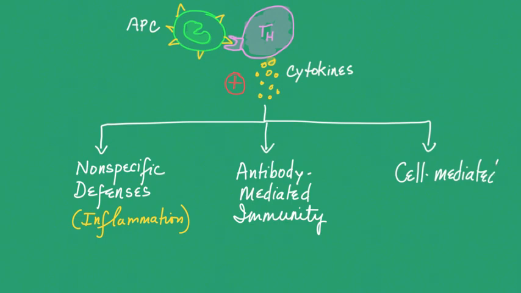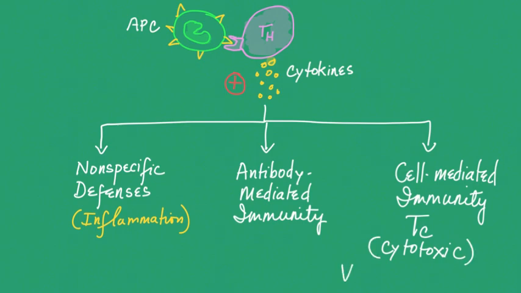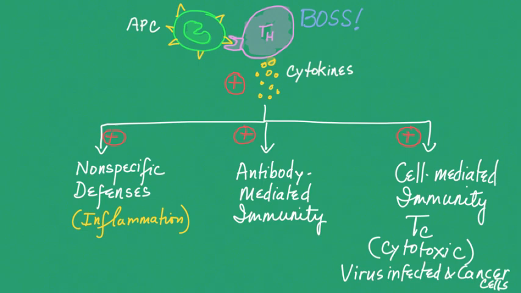Here we come across another kind of T cell called the TC cell or the cytotoxic T cell. The cytotoxic T cell, like the natural killer cells, kill virus-infected cells and cancer cells. However, these are highly specific and they need the input from the helper T cell in order to proceed. And remember that the helper T cell is the boss.